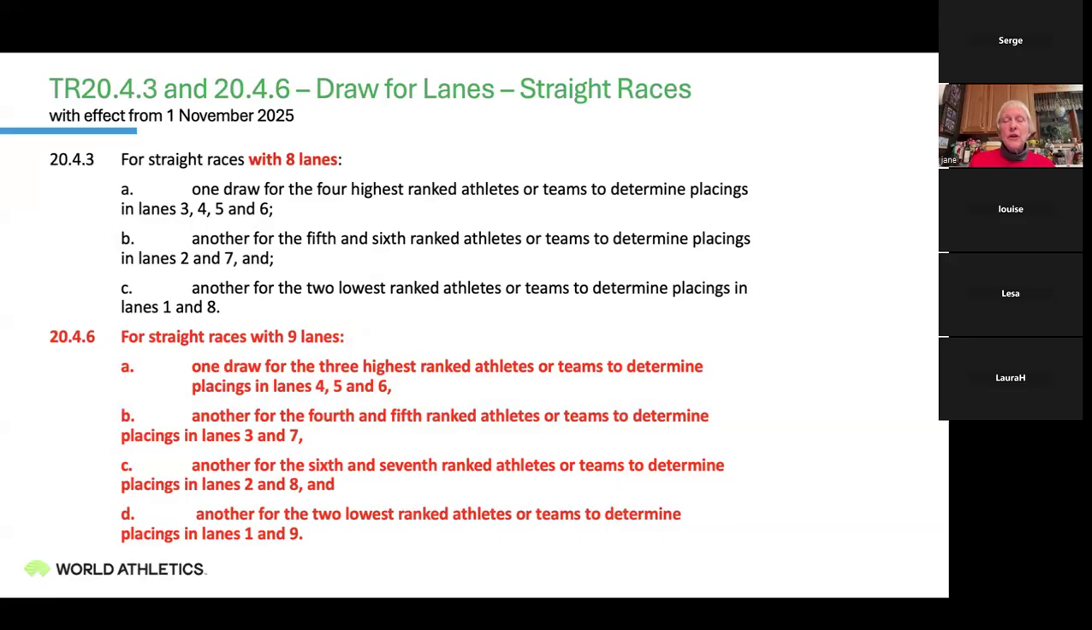Then just think you're working out. So my second draw is going to be for lanes 3 and 7. My third draw is going to be for lanes 2 and 8. And my final draw for the 2 lowest ranked athletes will be lanes 1 and 9, the outside lanes.